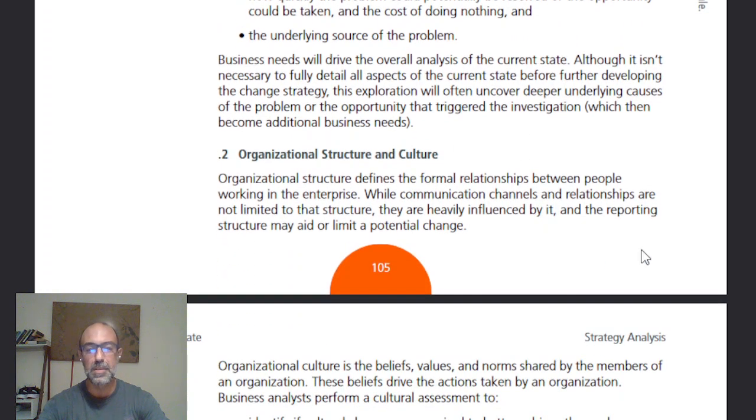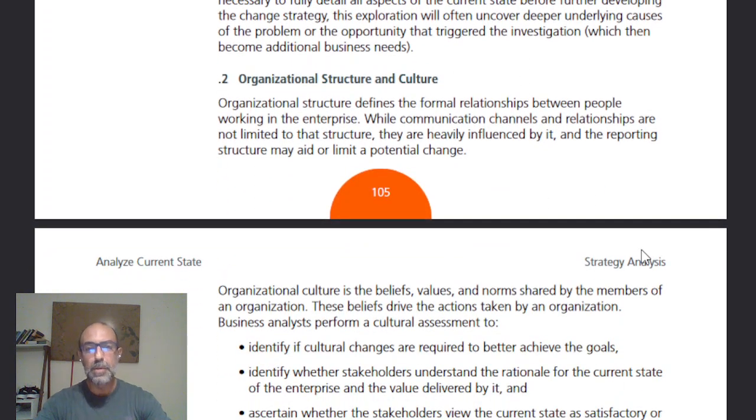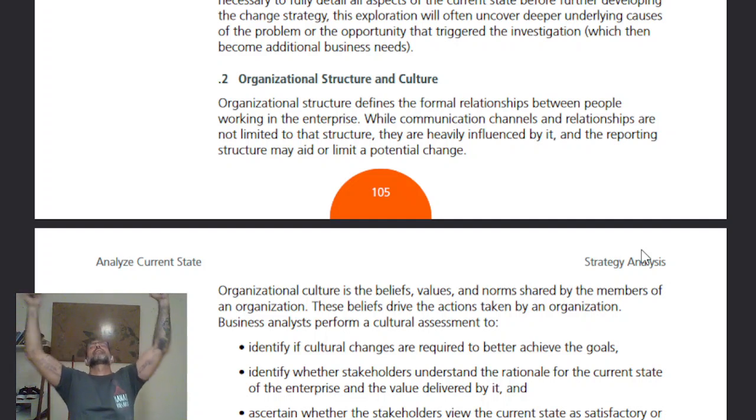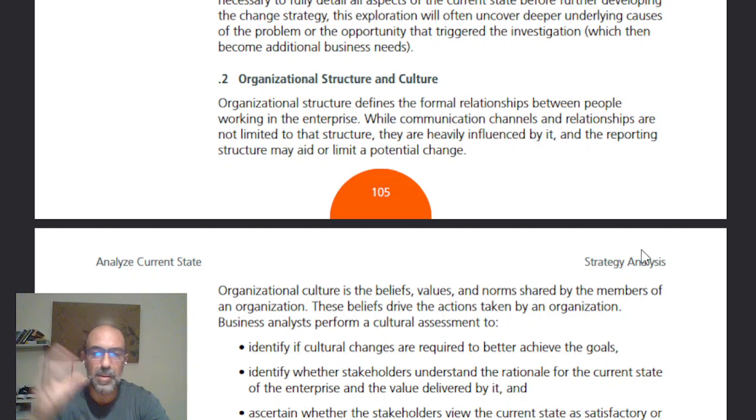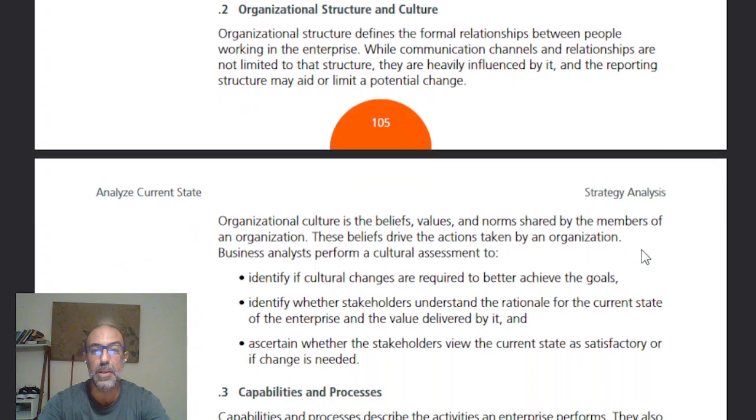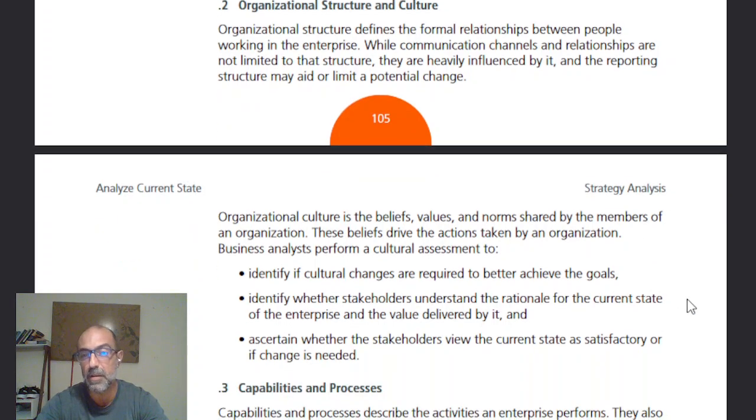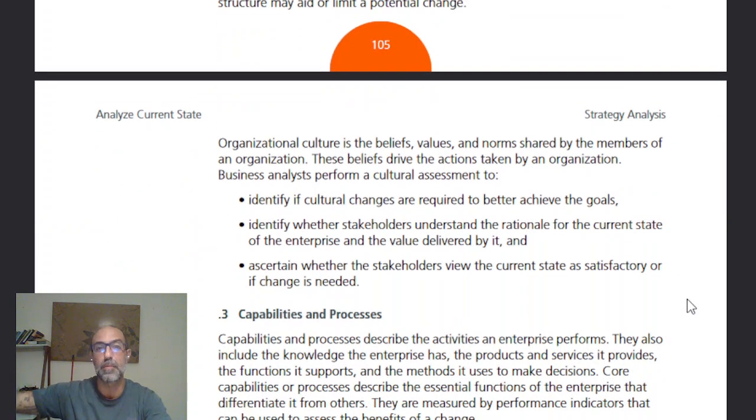becomes additional business needs. Number two, organizational structure and culture. Look at that. I just talked about it. Organizational structure defines the formal relationships between people working in the enterprise, while communicating channels and relationships are not limited to that structure. They are heavily influenced by it, of course, and the reporting structure may aid or limit a potential change. It's the point of a need if we can't actually get the departments to get together to get it done.